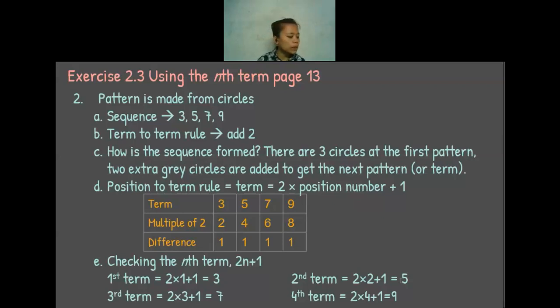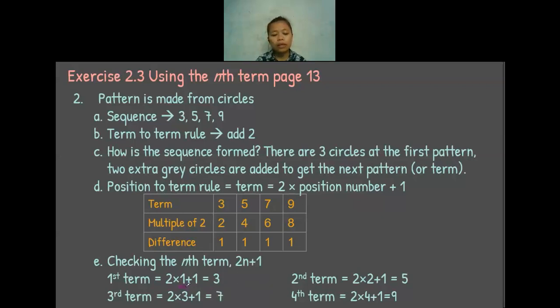And then for the question E, we have to check if the n-th term, which is equals to 2n plus 1, is also correct for this sequence. So when we check the first term, it means we have to replace the letter n with 1. If it is the second term, we replace the letter n with 2. If third term, we replace the letter n with 3. Fourth term, we replace the letter n with 4.